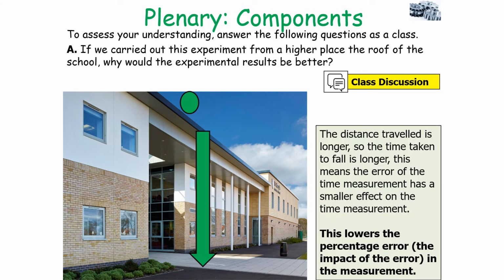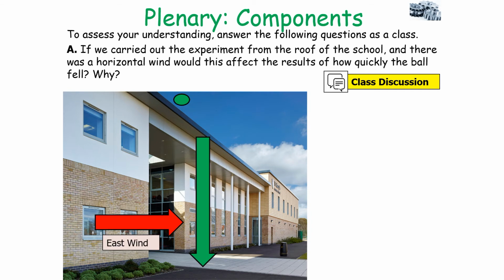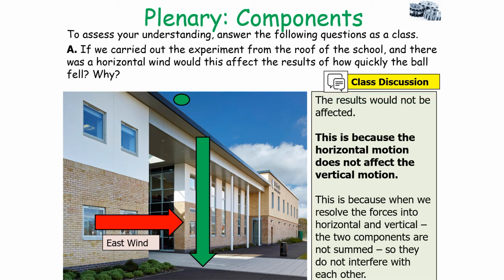Well, the results would be better because the distance travelled is longer, so the time taken to fall is longer, so this means that the error of the time measurement has a smaller effect on the time measurement, so it lowers your percentage error in your measurement. Now, if we carried out the experiment from the roof of the school and there was a horizontal wind, would this affect the results of how quickly the ball fell, and why? Well, the results would not be affected because horizontal motion does not affect vertical motion.